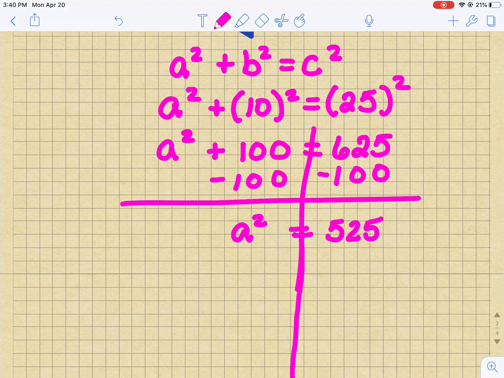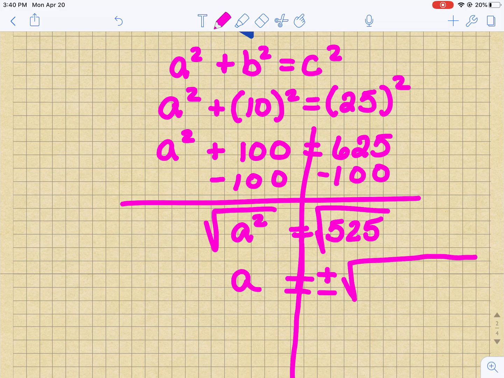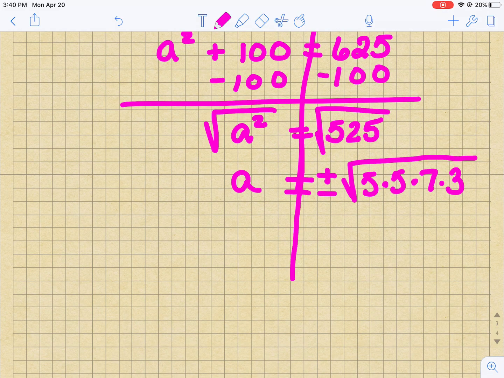Now, sometimes you're going to be asked for the decimal, but we're not going to be asking for the decimal. We want this in simplified radical form. So let's square root both sides. And so I get A equals plus minus, and now I need to prime factor 525. Lucky for you, I already did it. So it's 5 times 5 times 7 times 3. So what can come out of this is a 5. So A equals plus or minus 5 root, and 7 times 3 is left behind, so that's 21.